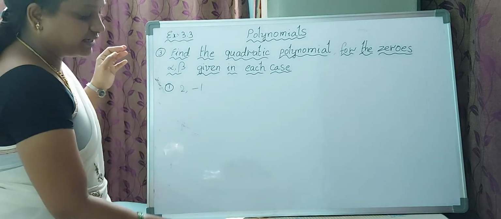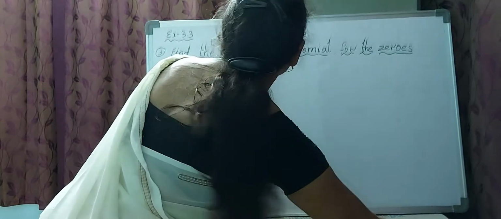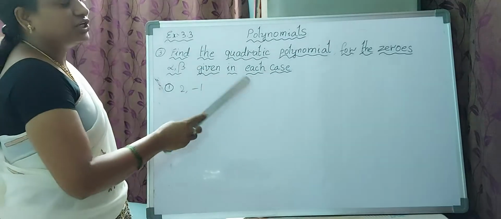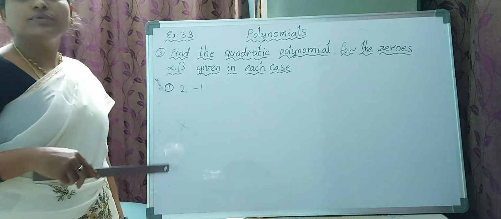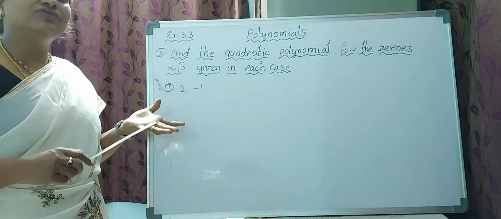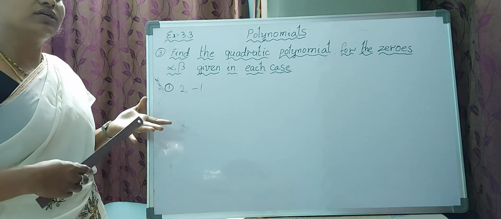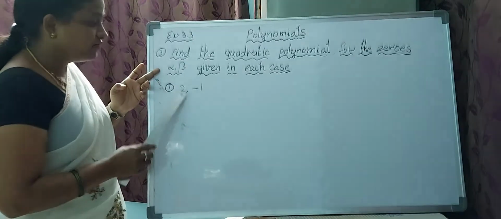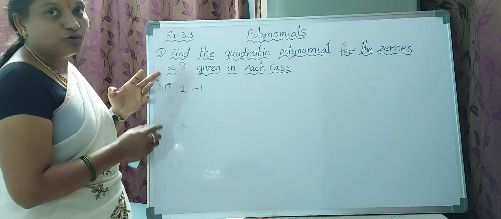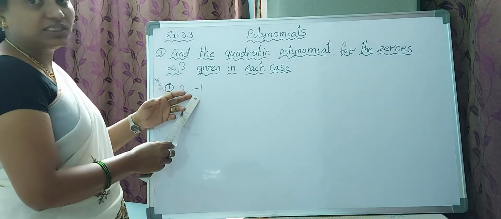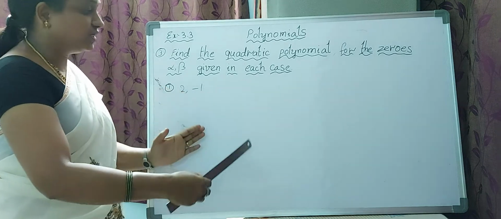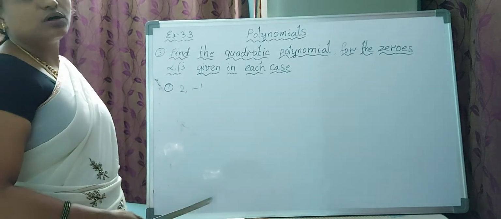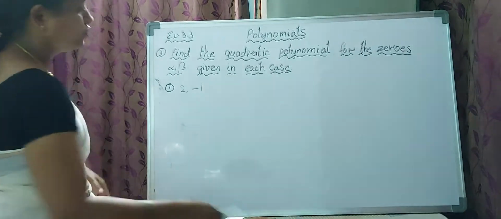Find the quadratic polynomial for the zeros alpha, beta given in each case. In the previous problem, the sum of the zeros and product of the zeros were given directly. But in this problem, we have to assume that this one is alpha and this one is beta, find the sum of the zeros and product of the zeros, and then find the quadratic polynomial. Let's see how to do this one.